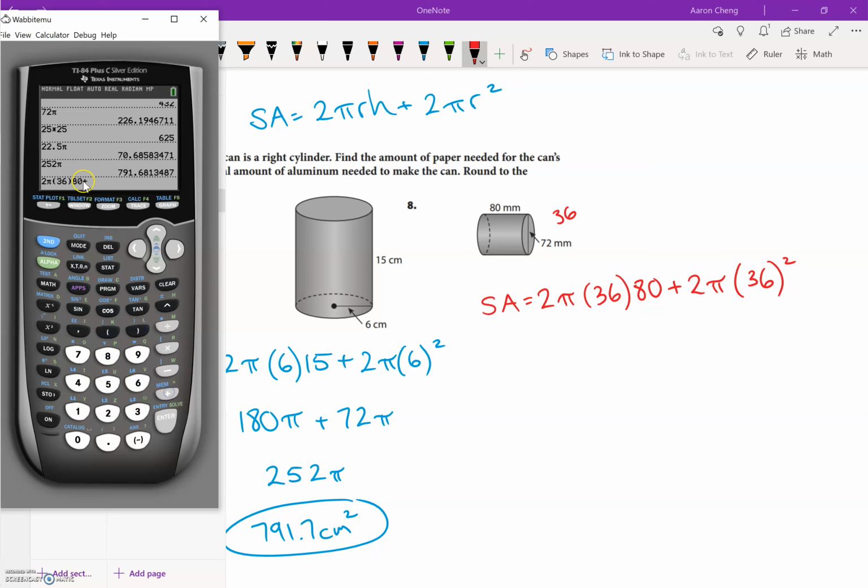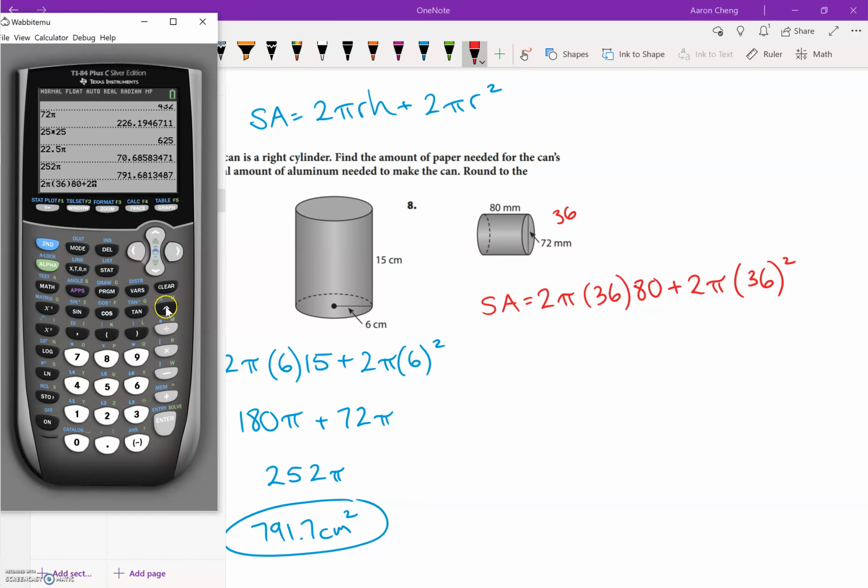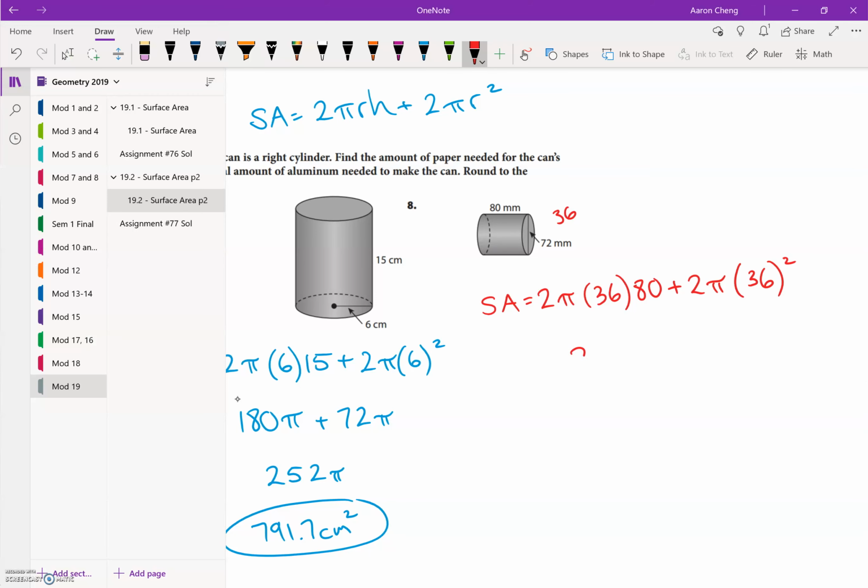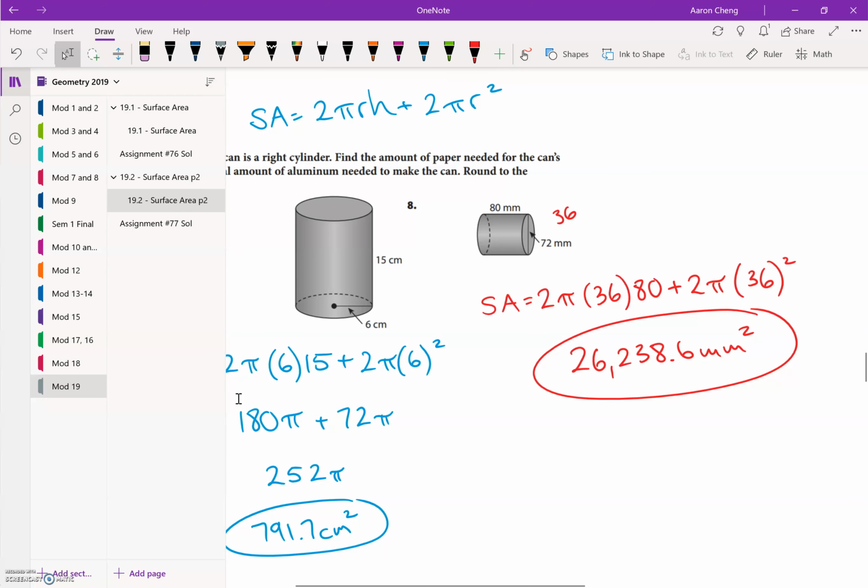Make sure that our calculator can do PEMDAS here. I don't even know what 36 squared is. All right, that's a large number. 26,238.6. I think that's what I said. All right, there you go.